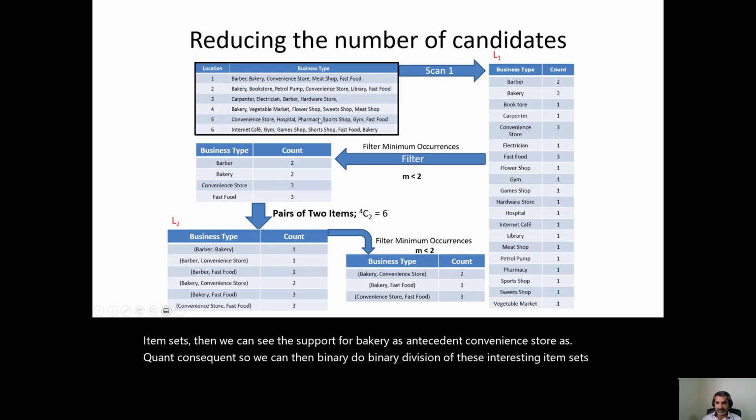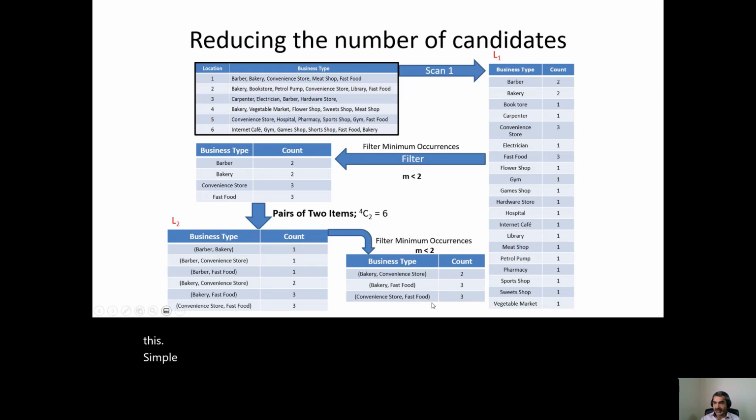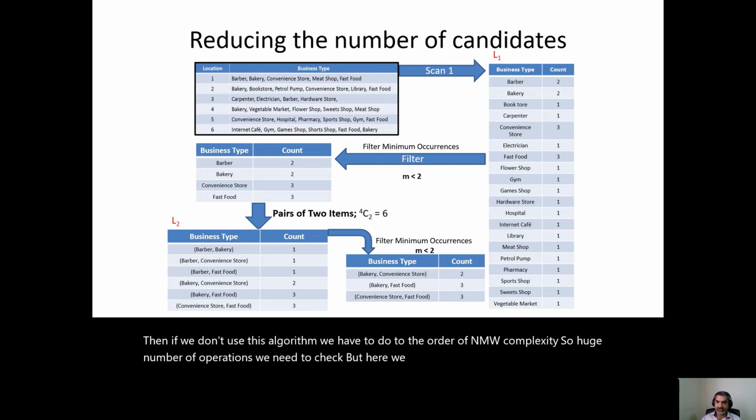This simple process will reduce the number of operations to maybe 100 times less than if we don't use this algorithm. Otherwise we have to do on the order of N M W complexity, so a huge number of operations we need to check. But here we are reducing through this simple algorithm. This is called the Apriori algorithm for discovering association rules.